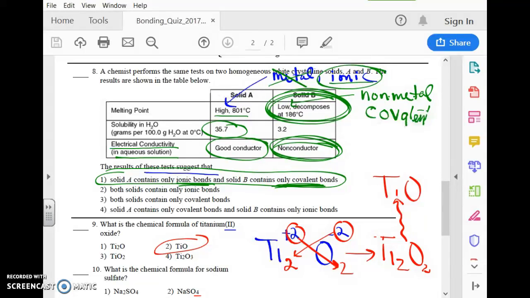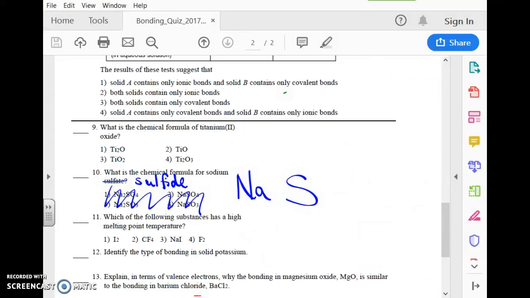Number 10, little change here. On this quiz, we're not going to have anything like sulfates. We haven't talked about those yet. Let's make this sulfide. Due to the fact that I changed to sulfide, I had to get rid of all my choices. This just becomes a part 2 style question. Well, I have Na, which I look up. Na is always positive 1 charge. Sulfide is negative 2. Swap, drop, and reduce. The 2 comes here. The 1 goes there. So my final answer is Na2S.